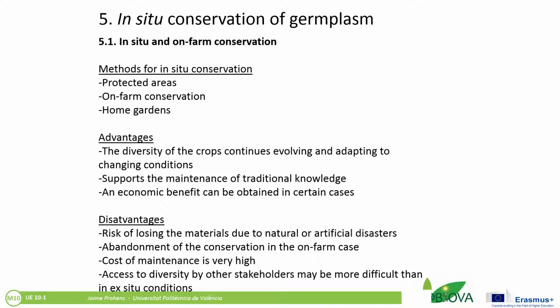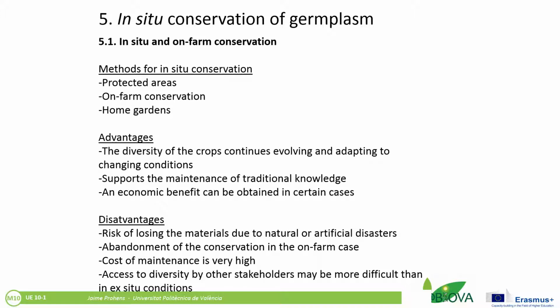The main advantages of in situ and on-farm conservation are: the diversity of the crops continues evolving and adapting to changing conditions. It supports the maintenance of traditional knowledge. In some cases, an economic benefit can be obtained.